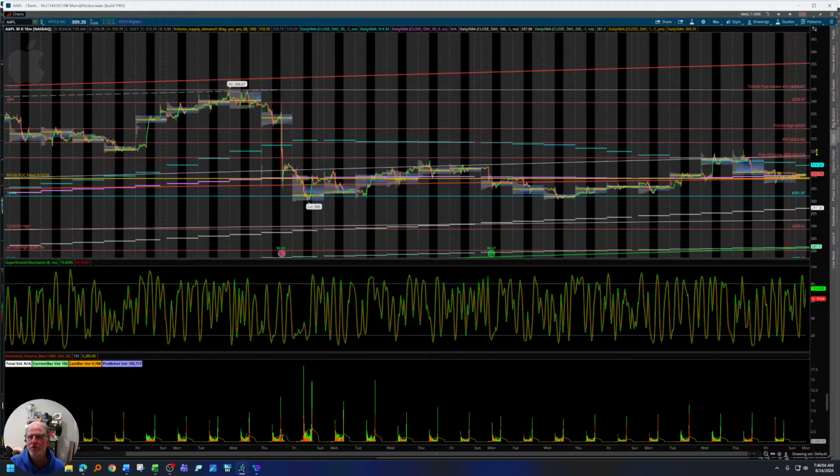Upside, got to get above 317.40 to feel comfortable. If you pop up there at some point during this week and you hold that level, I'd like you to push into that 323.45 and maybe even to that 329 level.